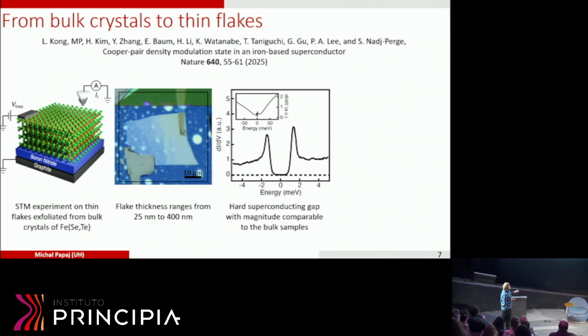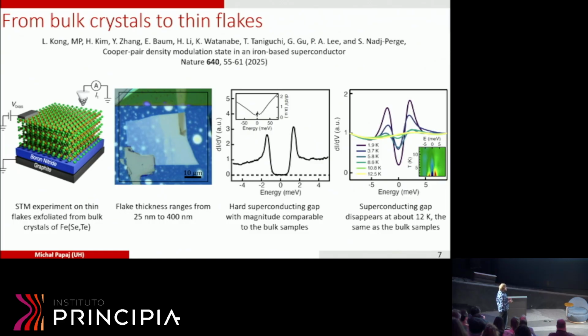And at first glance, if you do your standard dI/dV measurements, you can actually see a hard superconducting gap. And the magnitude of the gap is pretty much similar to what is observed in the bulk samples. And the same thing is true if you look at the temperature dependence. So the superconducting gap in the STM measurements disappears around 12 Kelvin.